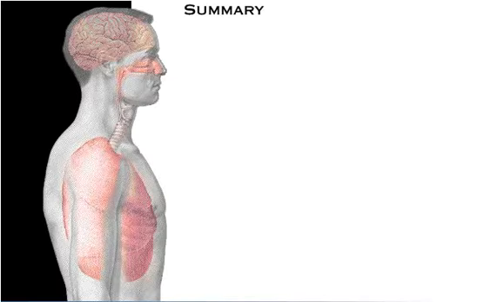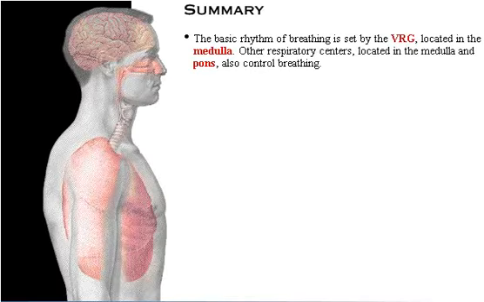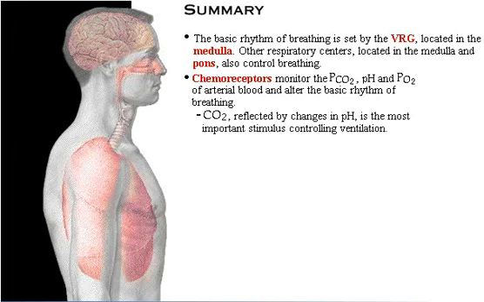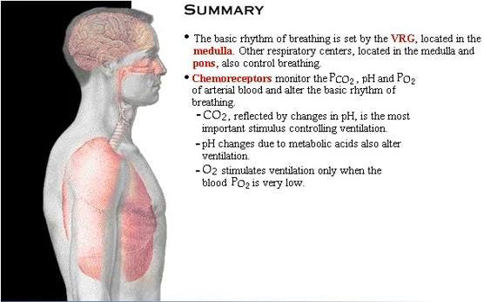Here's a summary of what we've covered. The basic rhythm of breathing is set by the ventral respiratory group located in the medulla. Other respiratory centers located in the medulla and pons also control breathing. Chemoreceptors monitor the PCO2, pH, and PO2 of arterial blood and alter the basic rhythm of breathing. Carbon dioxide, reflected by changes in pH, is the most important stimulus controlling ventilation. pH changes due to metabolic acids also alter ventilation. Oxygen stimulates ventilation only when the blood PO2 is very low.